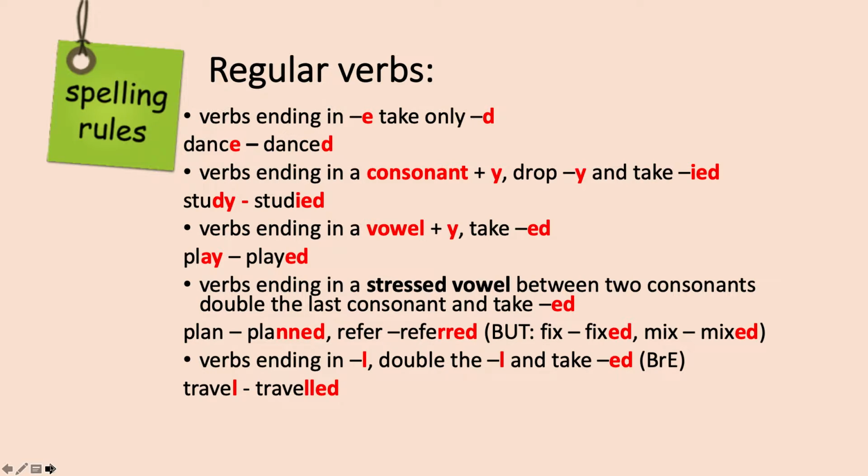Verbs ending in a stressed vowel between two consonants double the last consonant and take ED. Plan, planned. Refer, referred. So we have F consonant, E the stressed vowel, R the last consonant, so we double the final consonant and we say referred with double R. But X is not doubled, so we say fixed and mixed. Verbs ending in L double the L and take ED, but that only happens in British English. Travel, travelled, label, labelled, etc.